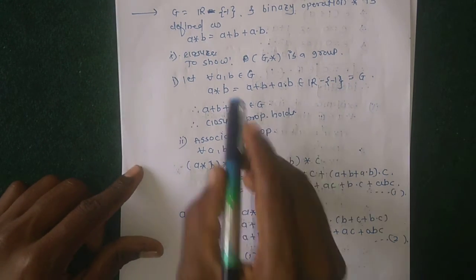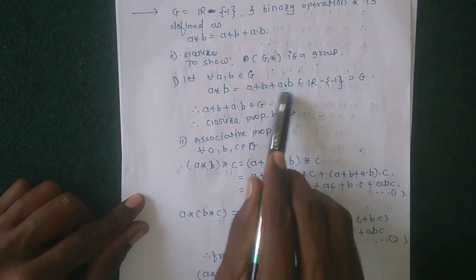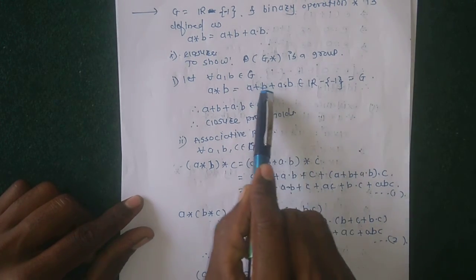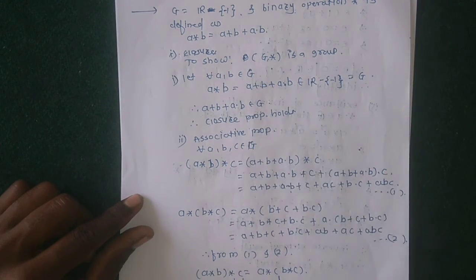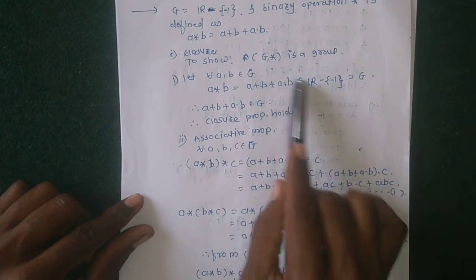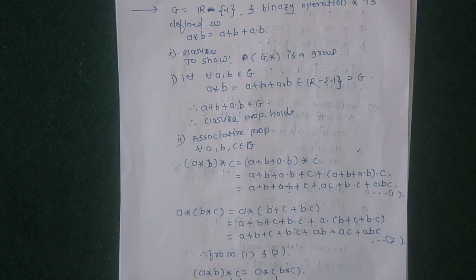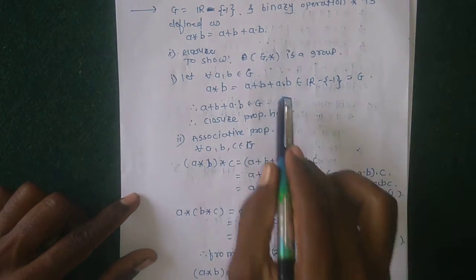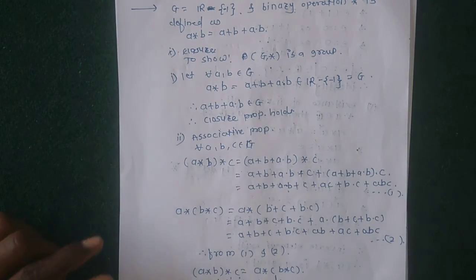Here a star b equals a plus b plus a into b. a is a real number except -1, b is a real number except -1, and their sum is also a real number. The sum of two or three real numbers is again a real number, and their product is also a real number. Both elements are not equal to -1, therefore their multiplication is also not equal to -1. Therefore this value must be in the real numbers except -1.